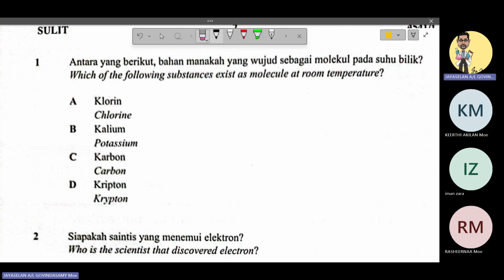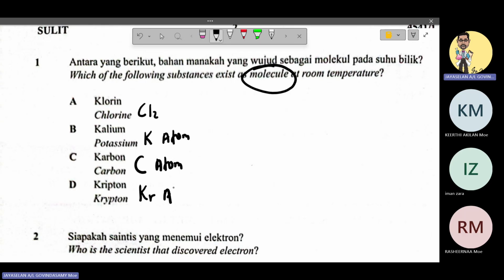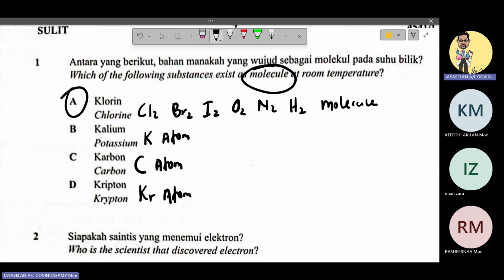Okay, which of the following exists as molecule? Chlorine formula Cl2. Potassium K, carbon C, krypton group 18 Kr. So which one? This is one capital atom, this is one capital, one small atom. So please remember chlorine, bromine, iodine, oxygen, nitrogen, hydrogen, all these exist as molecules. So answer A.